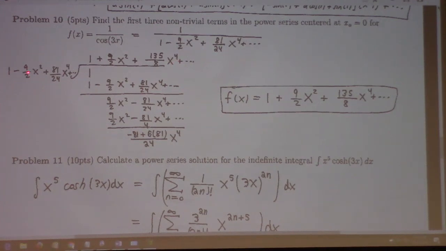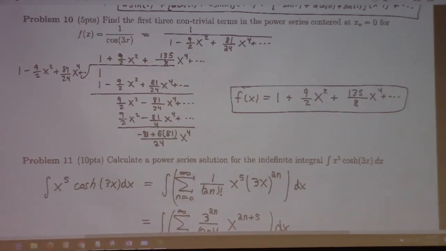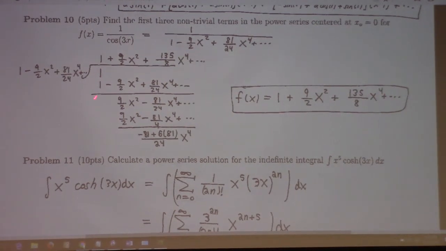And so this works out to 1 plus 9/2 x squared plus 135 over 8 x to the fourth through the usual subtraction algorithm. Of course, you could derive these by looking at f of x equal to this, right? So I could calculate f of 0, which would be 1, right? 1 over cosine of 0 is 1. That's this one.